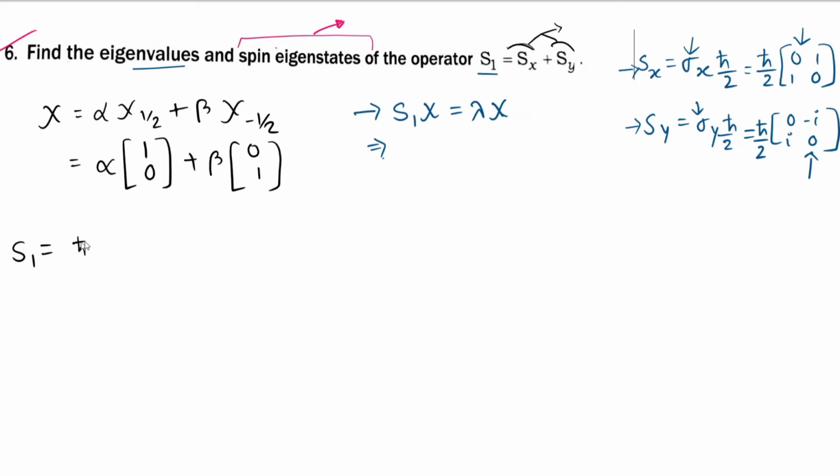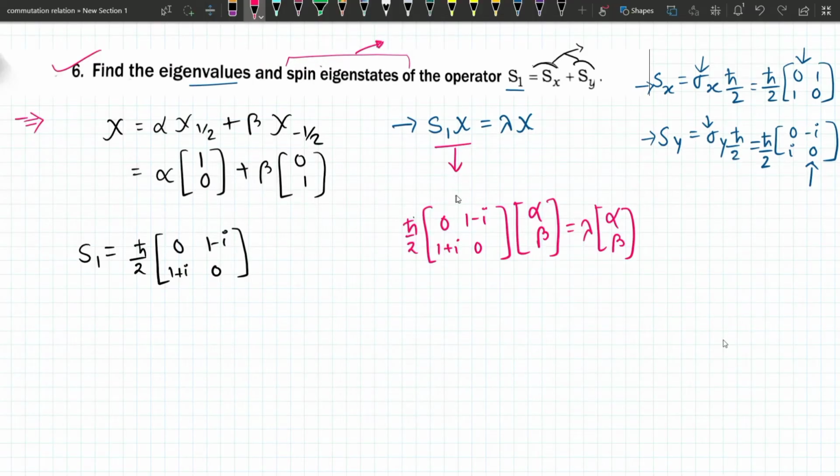So this will gradually become h cut over 2 times the matrix with 0, 1 minus iota in the first row, and 1 plus iota, 0 in the second row. This is our S1. So S1 chi will be equal to this. Here you can see that chi is represented with this column vector, which is nothing but our alpha and beta. So gradually this becomes this.